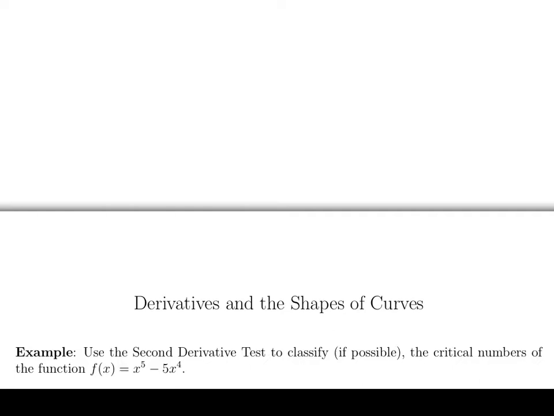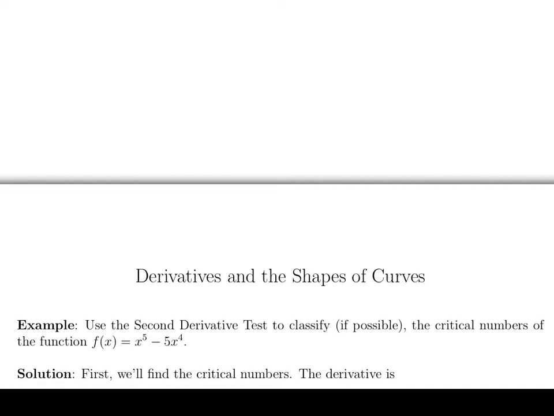Let's use the second derivative test to classify the critical numbers of the function f of x equals x to the fifth minus 5x to the fourth. Notice that there is the phrase "if possible." Remember that part of the conclusion of the second derivative test is that it may be inconclusive, and so we have to keep an eye out for that.